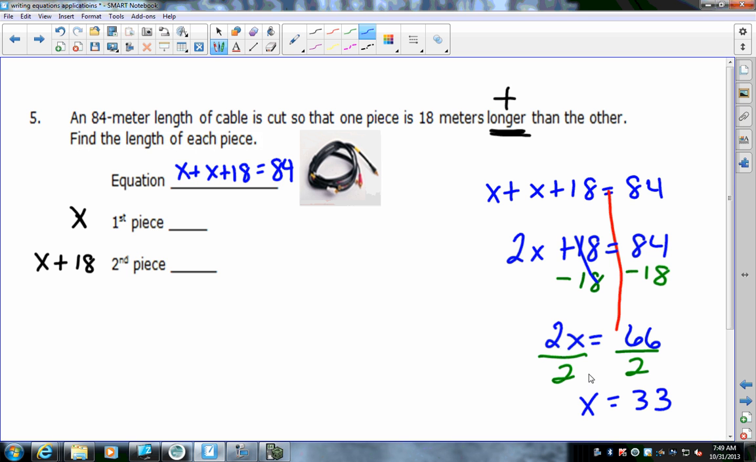33. The first piece is 33. So x is 33. The second piece is 33 plus 18. What is that? 51?